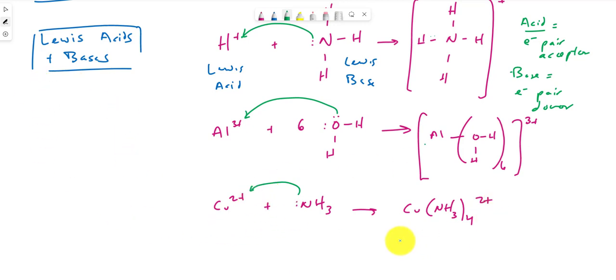And so pH is not really a defined characteristic, because we don't have hydronium ions forming. So we can't really say it's acidic or basic simply by measuring the pH. But we can generally say this is a Lewis acid, because it's accepting those electron pairs.